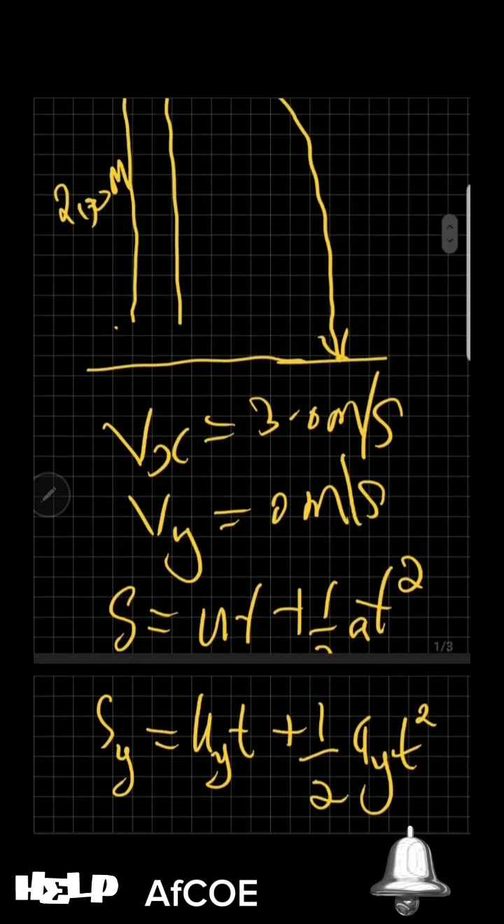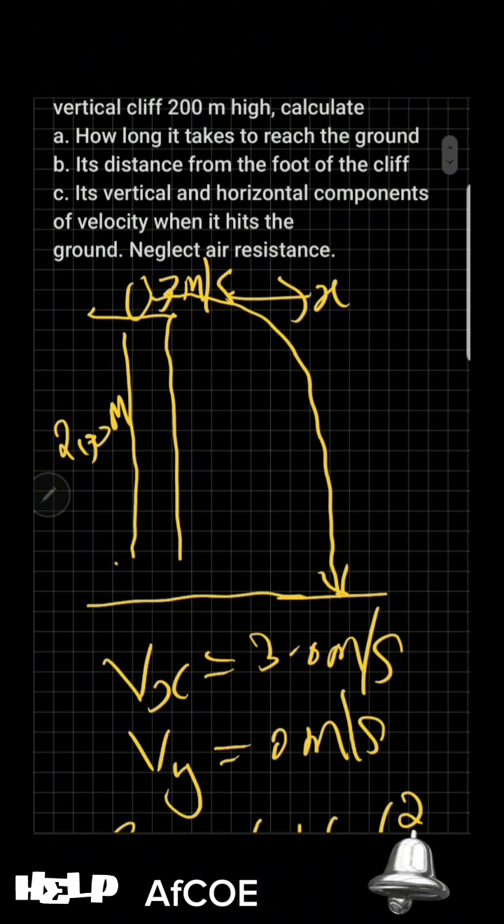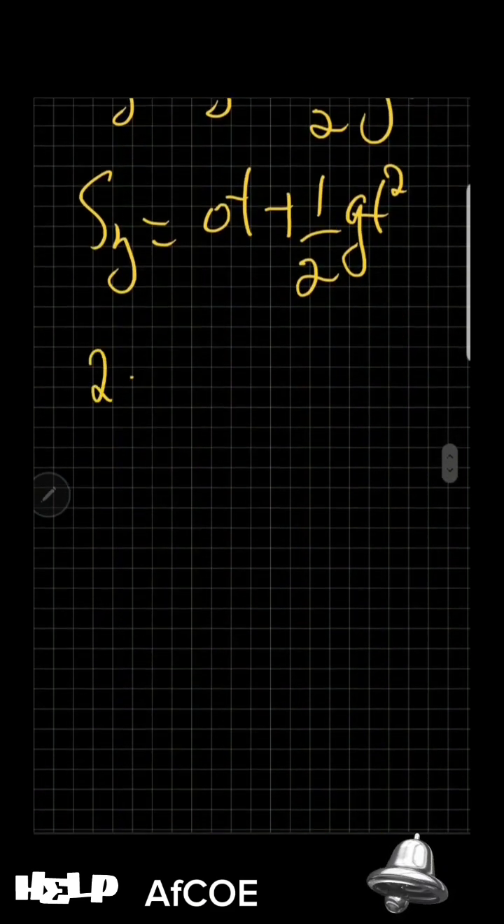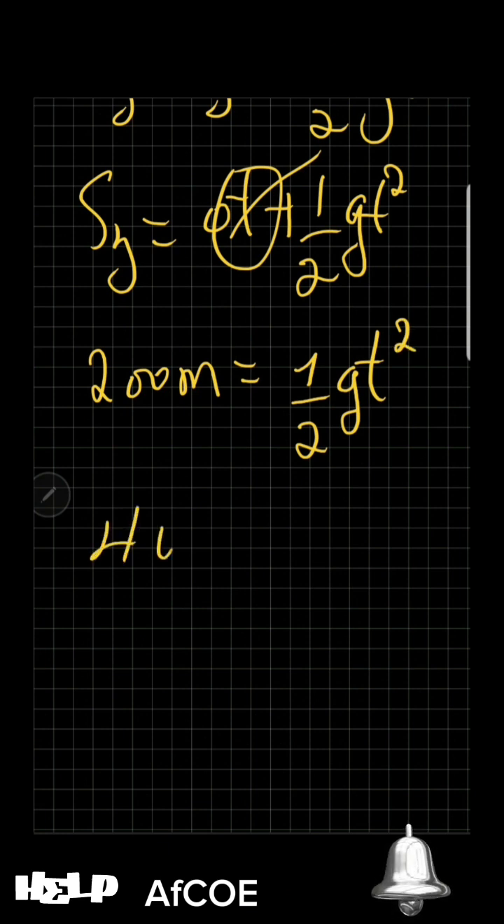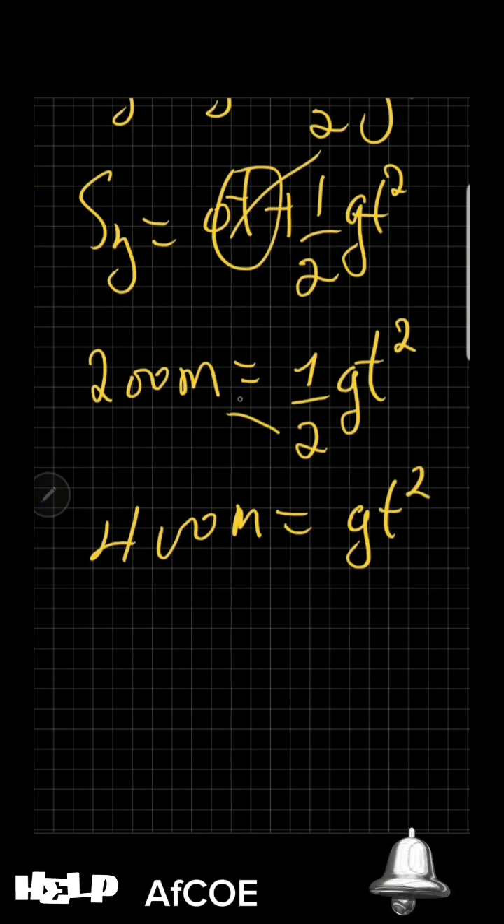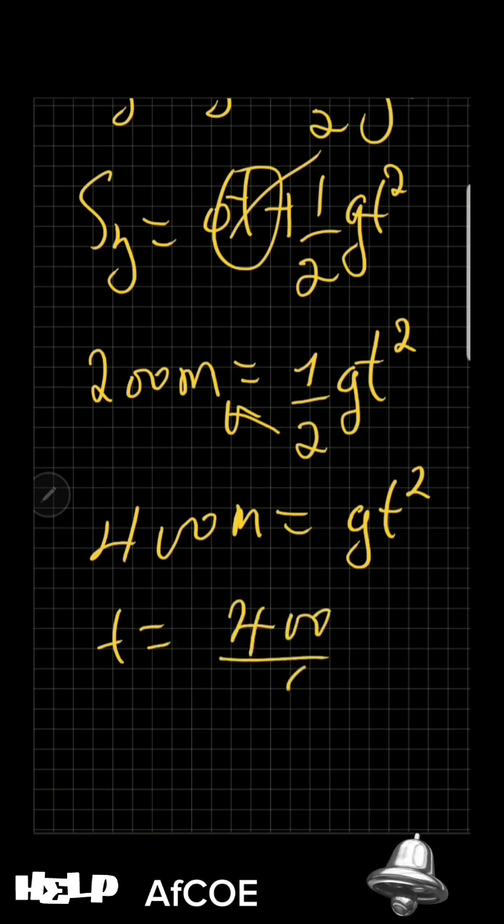So sy is basically the height of the cliff from the ground. So 200 meters is equal to 0 times t. This term vanishes, so we have half g t squared. So from there we can have 400 meters equal to g t squared, of course multiplying by 2. And by that, t will be equal to the square root of 400 over g, seconds.